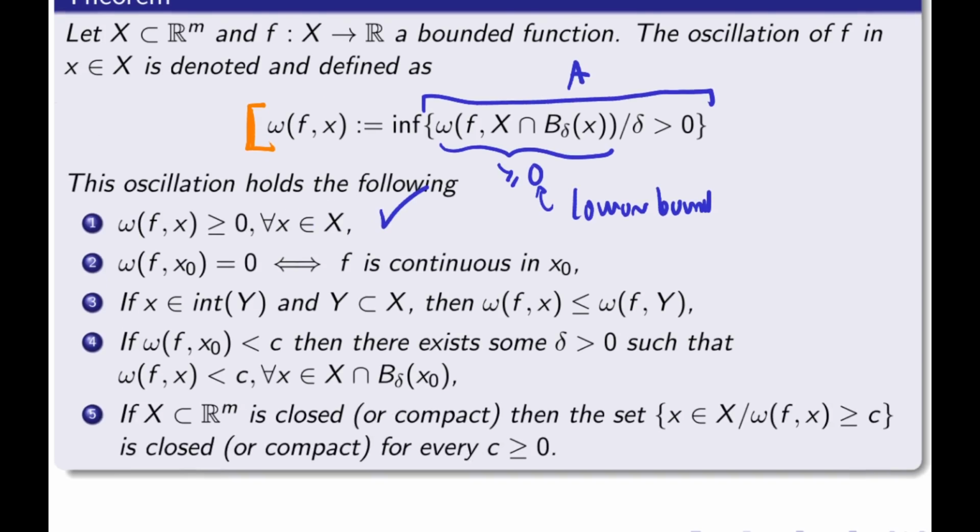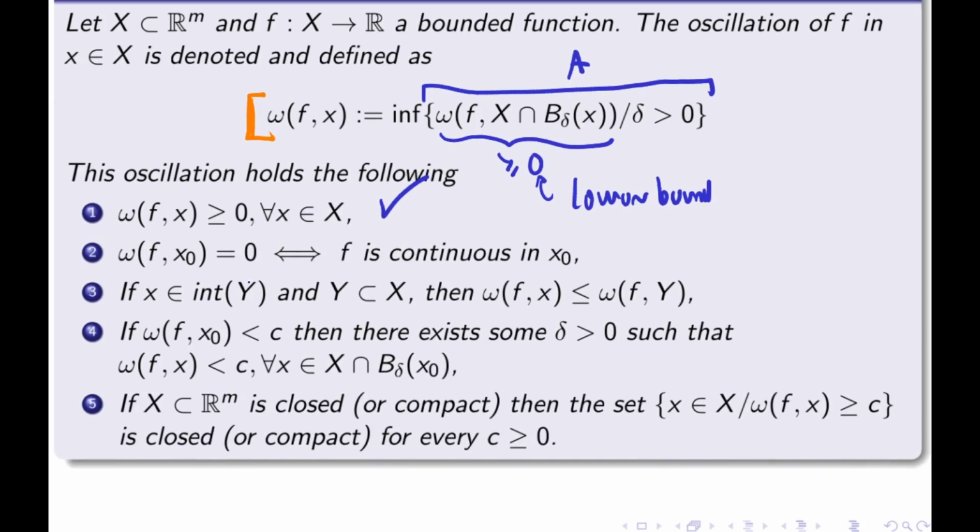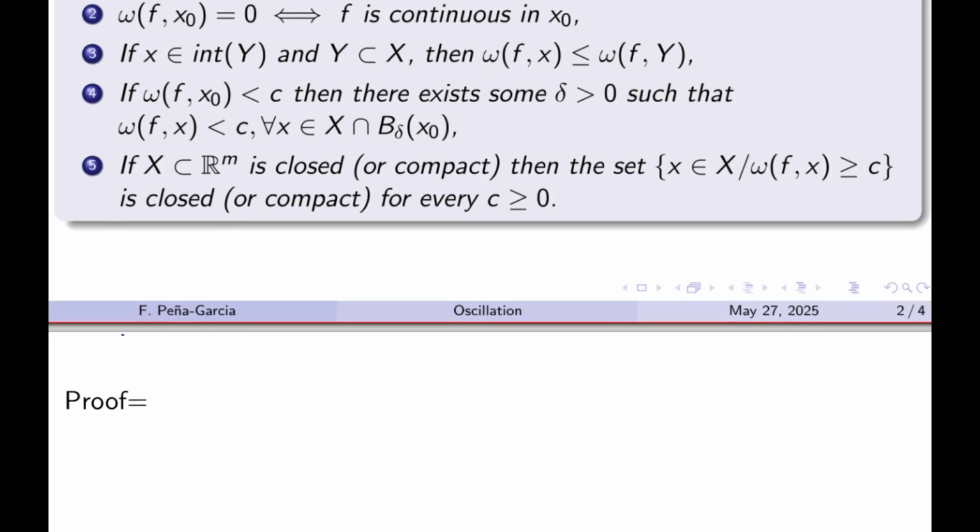The next property is a little less trivial. It gives you another characterization of continuity at a point. A function that is a bounded scalar field will be continuous at a point if and only if its punctual oscillation at that point is equal to 0. So let's make some space to prove that property here. So we will prove that.